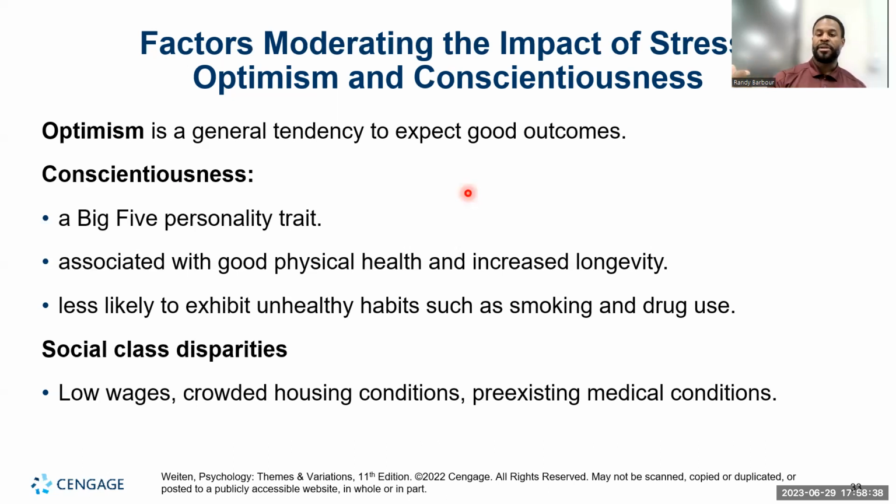Social class disparities, right? If I have higher income, that's a moderating factor. Crowded housing, pre-existing medical conditions. But on the flip side, if I'm living in a more supportive environment, maybe in the suburbs, in single family housing, I'm more healthy. I don't have pre-existing medical conditions. If my social class is a little lower, then I'm probably going to experience more stress than those who have higher social status.